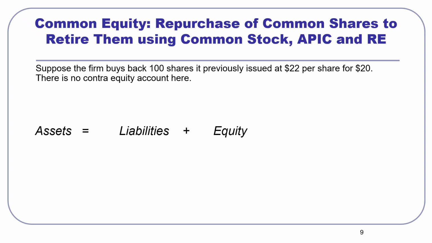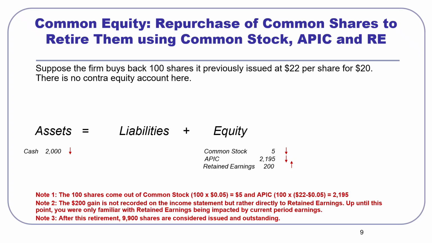And so from a balance sheet equation standpoint, assets would decrease by $2,000 for cash, and there are no liabilities, and so equity must also decrease by $2,000. But in which accounts? Common stock and APIC decrease by reversing what was recorded at issuance. The remaining amount goes to retained earnings.